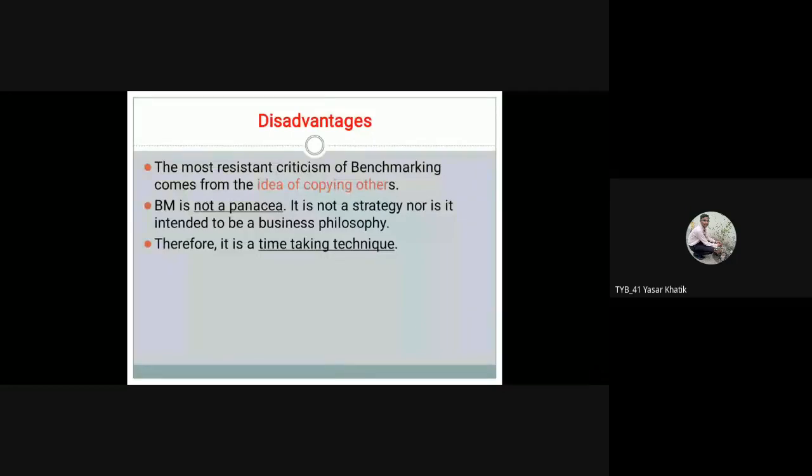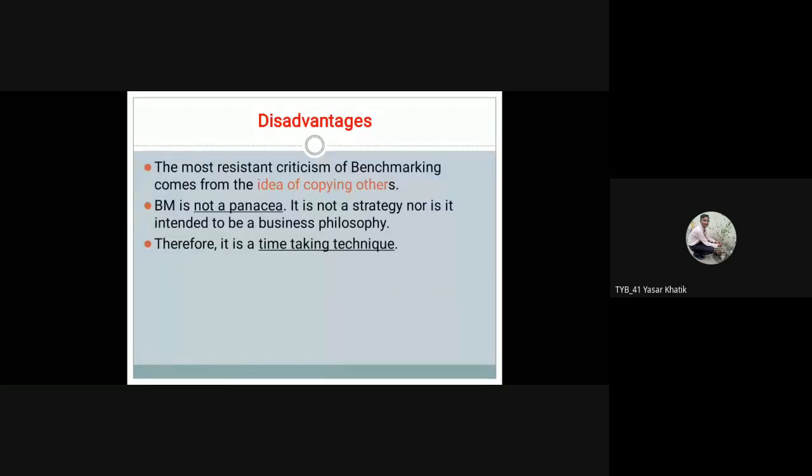ओके, so benchmarking is not a panacea. Okay, it is not a strategy nor is it intended to be a business philosophy. हे कुठलंही एक ही नाहीये, काय म्हणतात त्याला, की एक स्ट्रॅटजी नाहीये, ही एक सिंपल एक टाईप आहे, डेफिनेशन आहे की आपण असंच करू शकतो. पण हे कुठलं स्टँडर्ड स्ट्रॅटजी प्लॅन नाहीये किंवा बिझनेसची फिलॉसॉफी आपण तिथं वापरू शकत नाही. हे फक्त एक ऑर्गनायझेशनसाठी सुटेबल असणार एक टेक्निक आहे. हे कुठलंही एक स्ट्रॅटर्जी वगैरे फिलॉसॉफी वगैरे काही नाही.